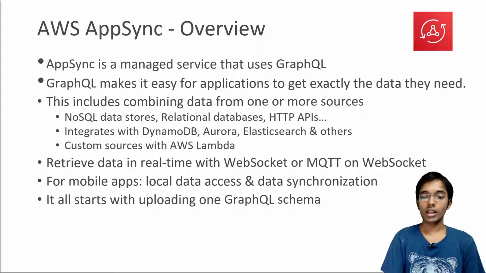Well, it makes it easy for applications to get exactly the data they need. That includes if you want to combine data from one or more sources of data. So it could be a NoSQL data store or a relational database, HTTP APIs. It also has integrations with DynamoDB, Aurora, Elasticsearch, and others. And you can get data from custom sources using Lambda.